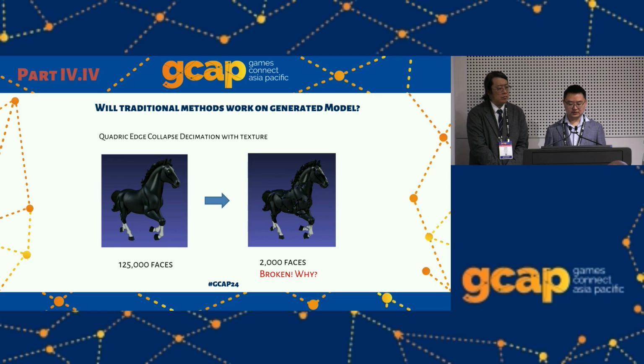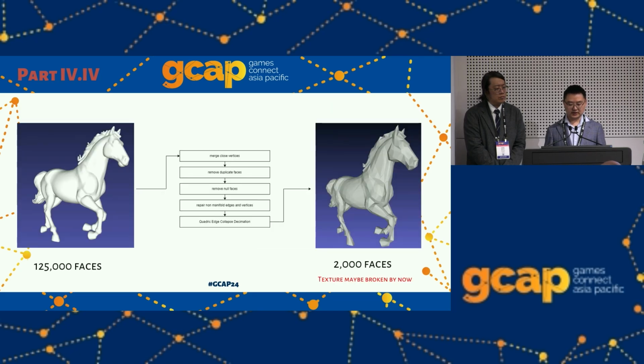If we apply a traditional mesh simplification algorithm to these AI-generated models, such as quadric edge collapse decimation with texture, the result tends to be unsatisfactory due to artifacts like duplicate faces that hinder the algorithm's ability to simplify the mesh uniformly. To make it work, first we need to clean up the mesh by removing duplicate faces and ensure the mesh is manifold. Only then can we effectively apply the quadric edge collapse decimation to achieve a functional mesh, albeit in a low poly style.